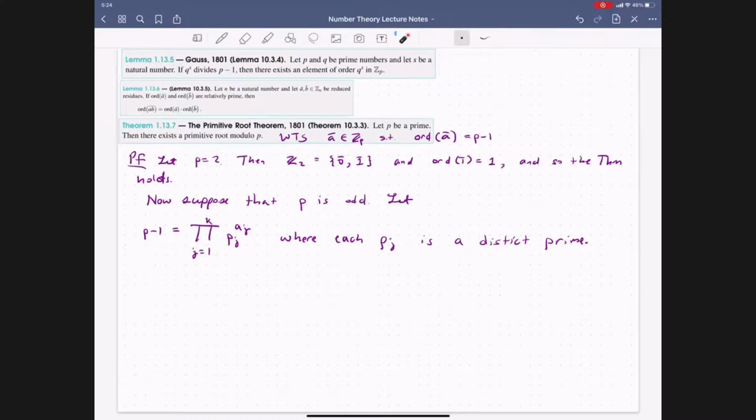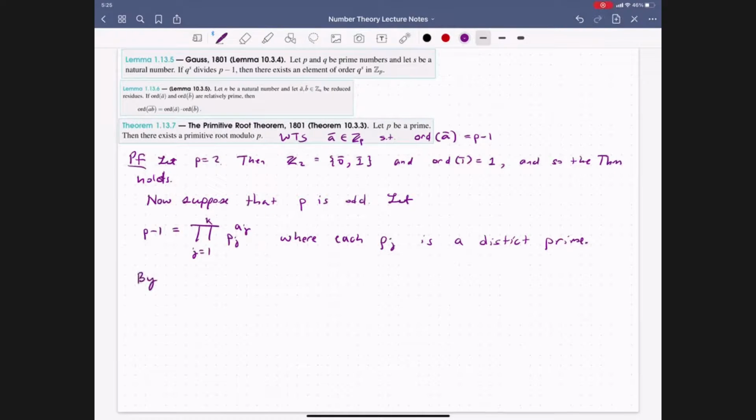And so we have this here, where each p_j is a distinct prime. But now which result can we use from the ones we have proven at this point? So we know from lemma 10.3.4 that we're working over the integers modulo p, so if we have any other prime q, and we know that q to the s divides p minus 1, there is an element of order q to the s in Z_p. So let's use that lemma.